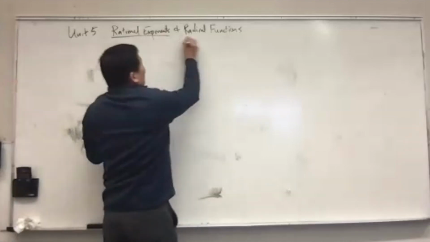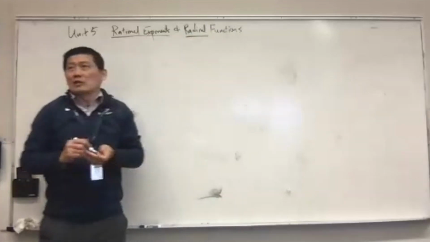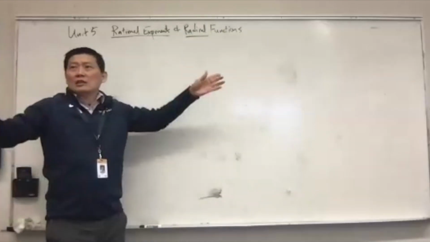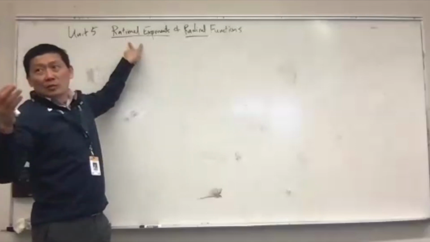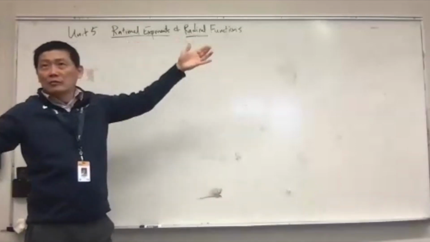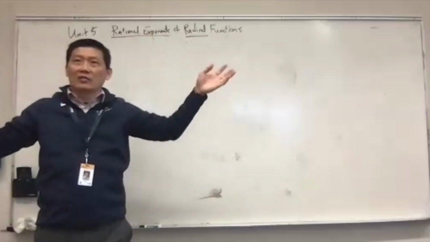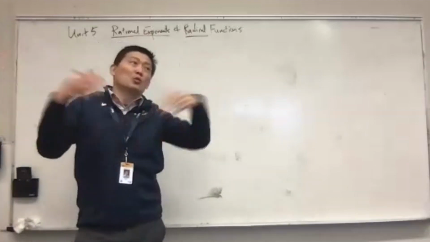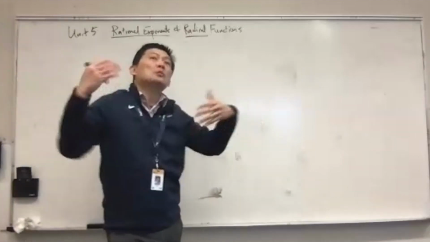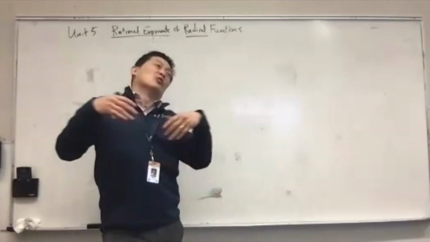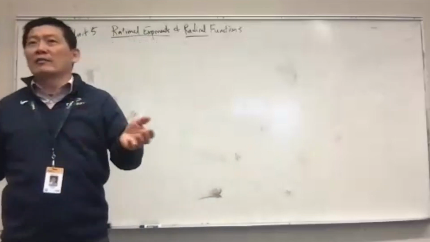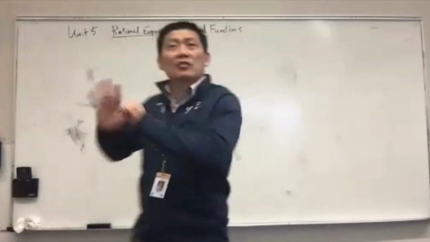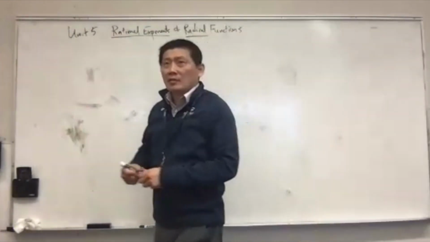And then radical function, it has to do with functions that have rational exponents, or that are radical functions. So f of x equals square root of x, or f of x equals the cube root of x, f of x equals the square root of x plus 1, things like that. And how do you then graph those functions, right? So this is the big picture. Got it?